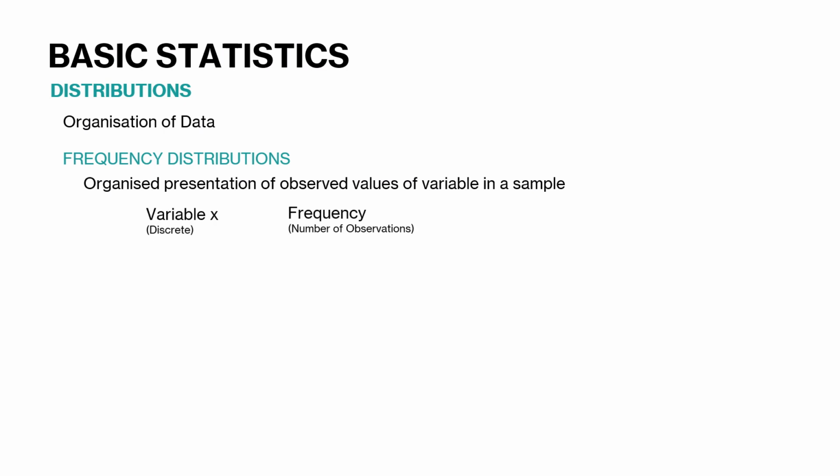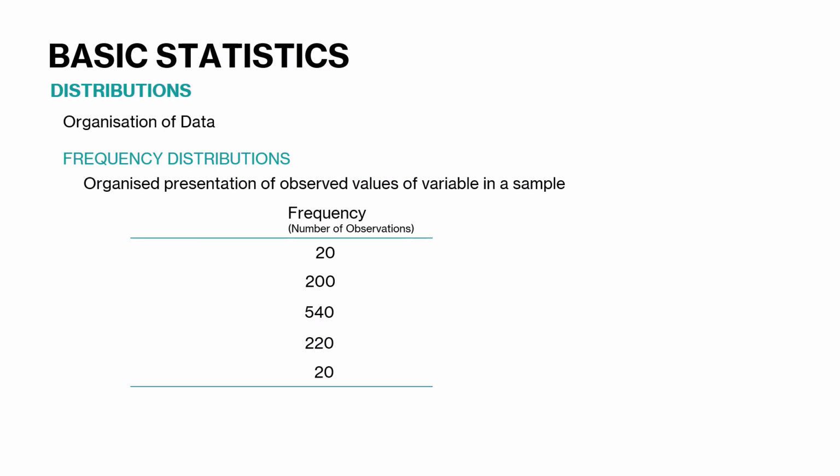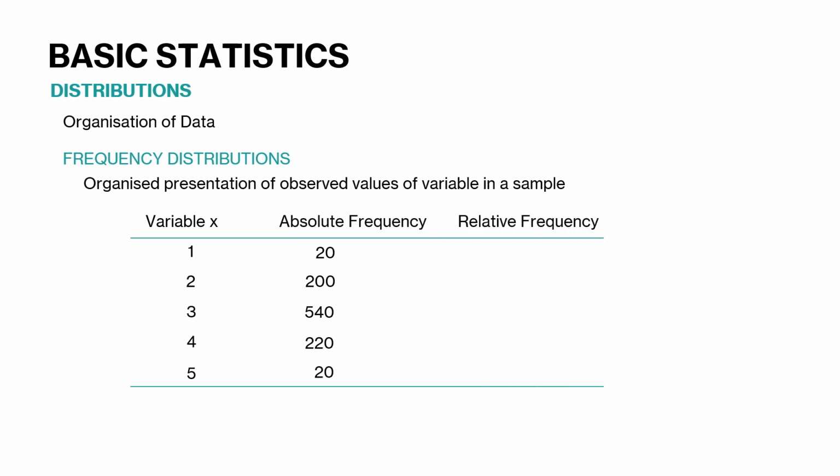It shows the number of observations for each value of the variable in the sample in case of a discrete variable, or the number of observations in each interval of values of the variable in the sample in case of a continuous variable. The number of individuals is the absolute frequency. Relative frequency gives the proportion of observations rather than their number for each class. The relative frequency is calculated as the absolute frequency divided by the number of samples.